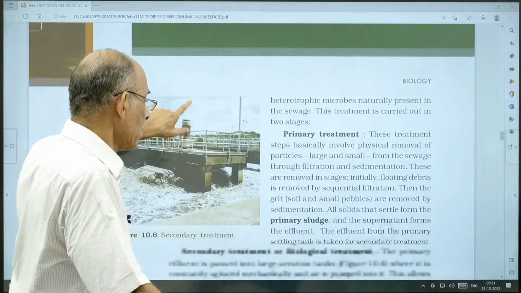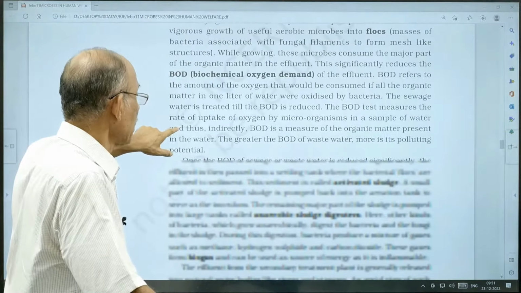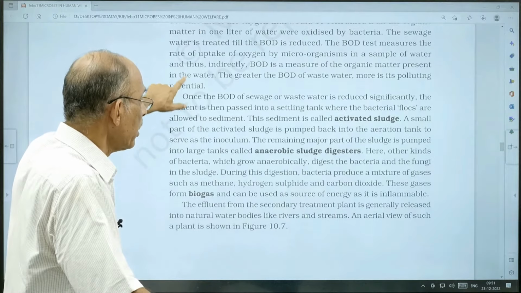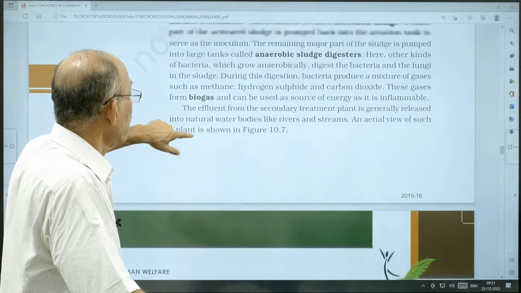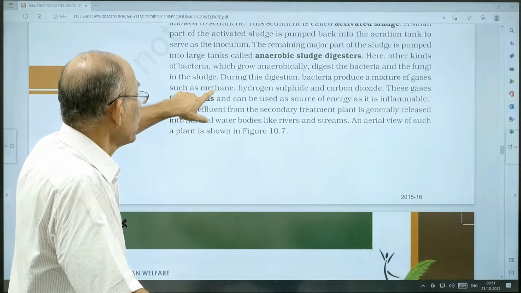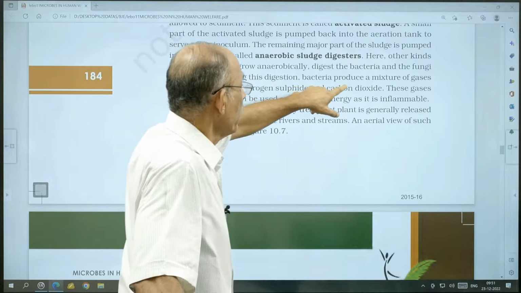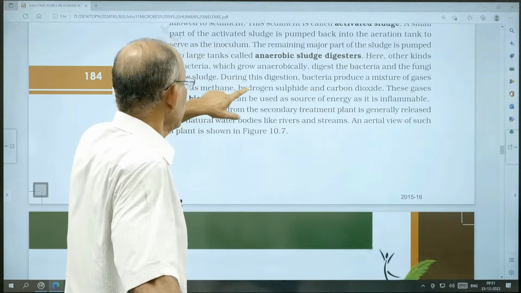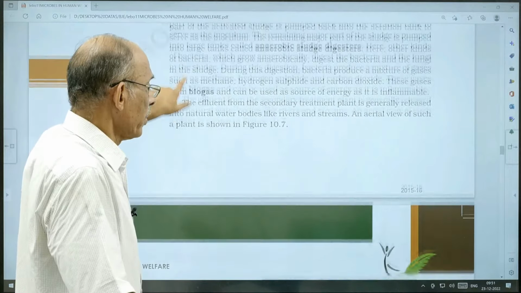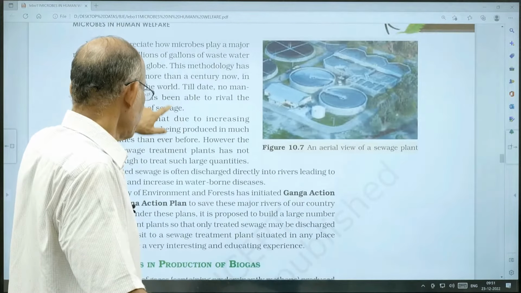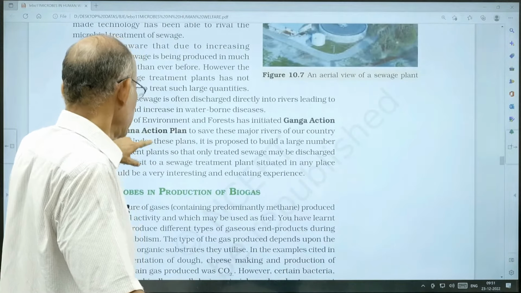And there is primary treatment, secondary treatment, biological treatment, aeration tank, settling tank, and anaerobic sludge digesters, etc. In the anaerobic sludge digester, during digestion, bacteria produce a mixture of gases like methane, hydrogen sulfide, and carbon dioxide, etc., which can be used as biogas. And now this sewage treatment is seen in the Ganga Action Plan and Yamuna Action Plan.